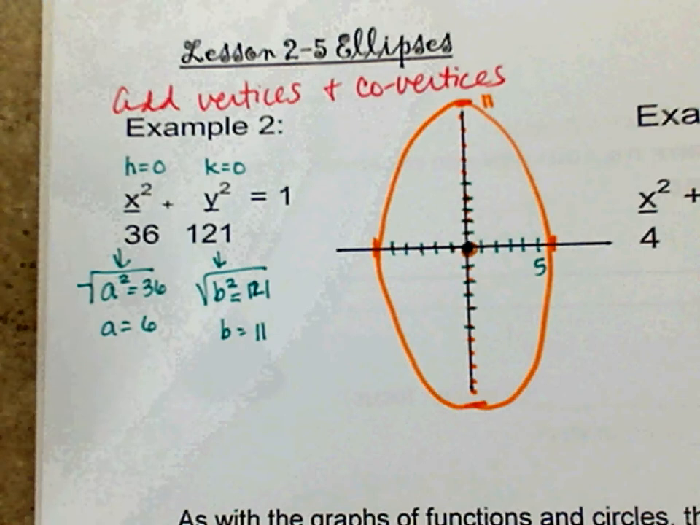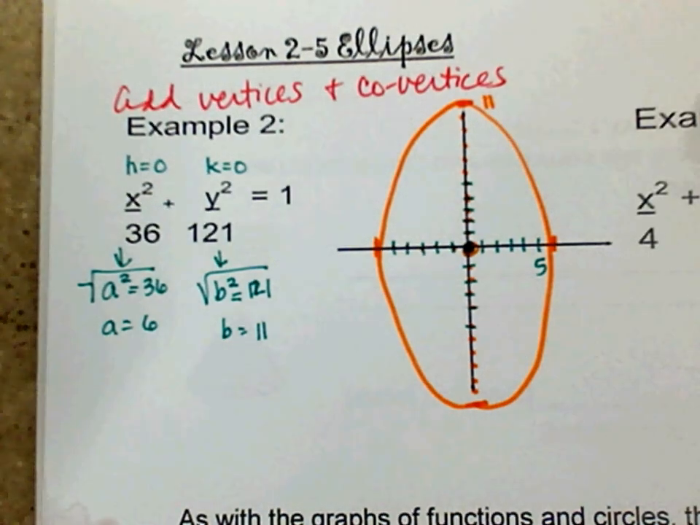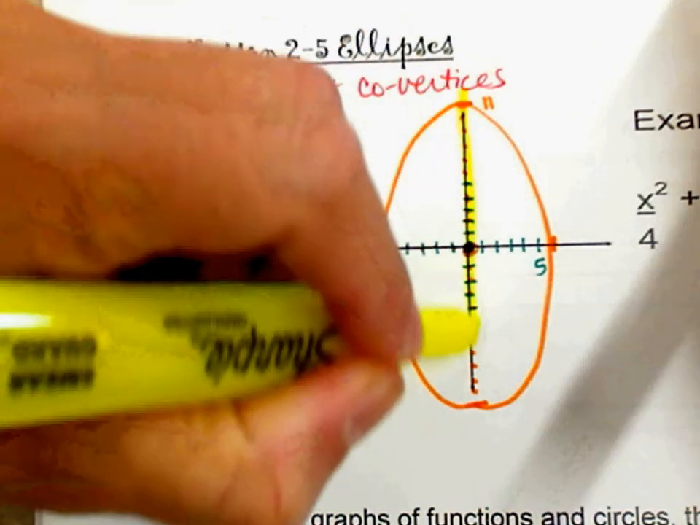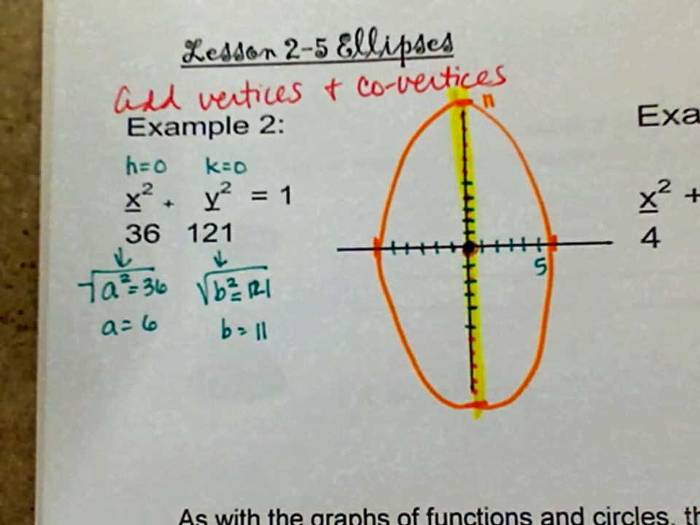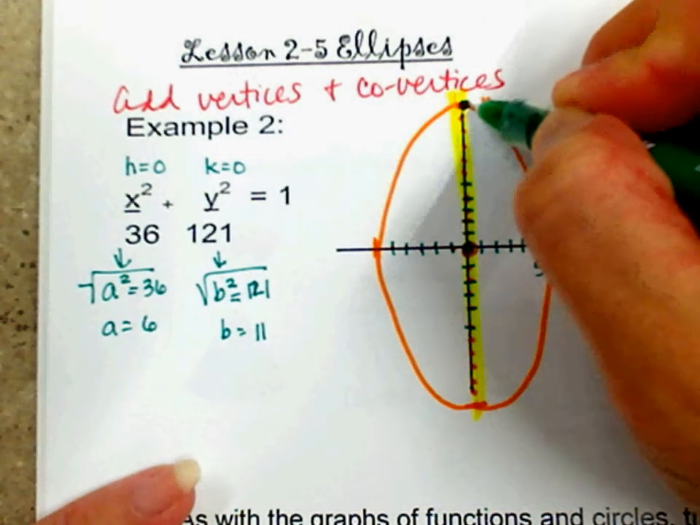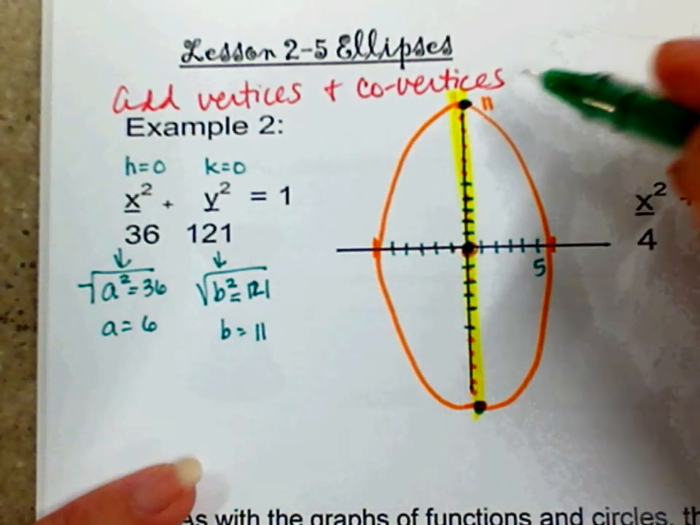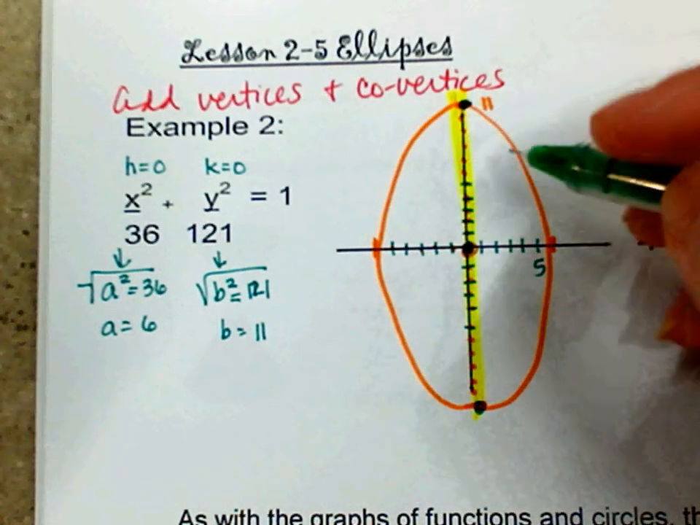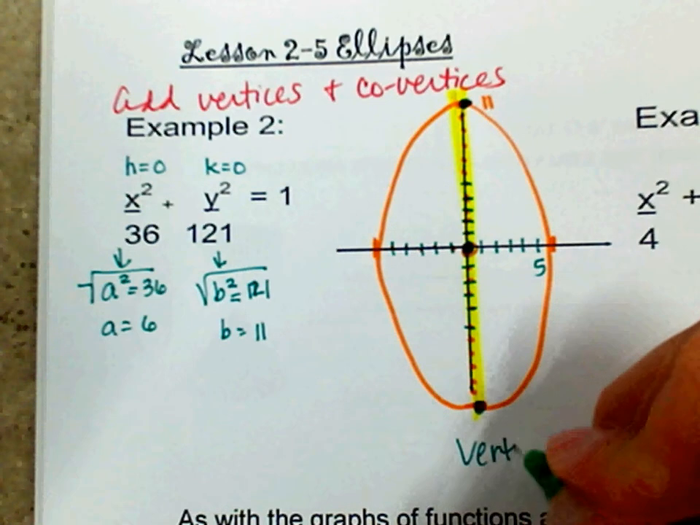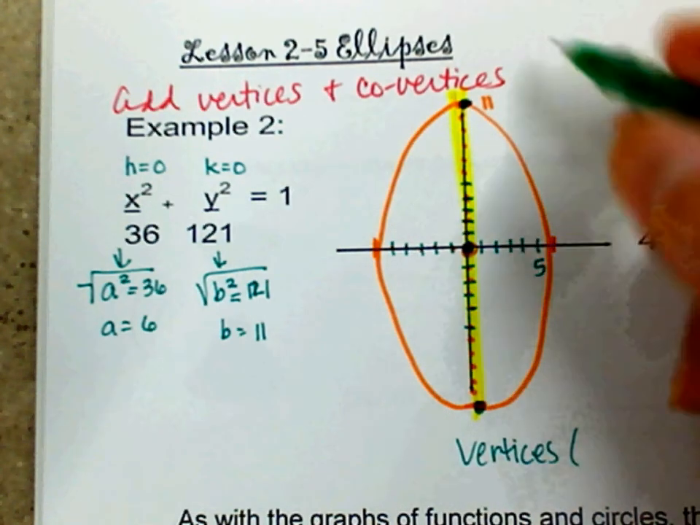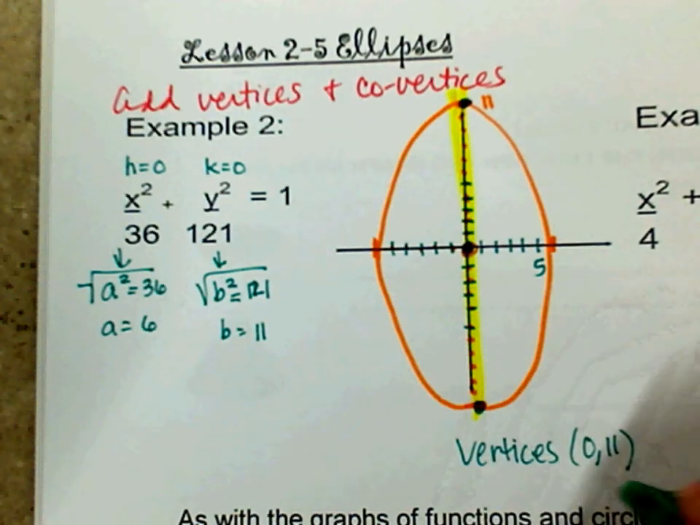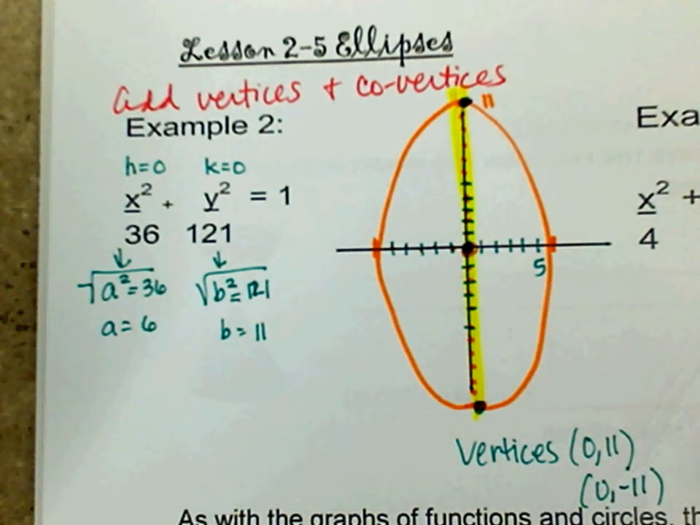Now, I want to talk a little bit about the long axis. Do you see how long this is? This is your length of your axes, okay? This is called a major, but we're going to touch on that later. But your homework asks you for the vertices. The vertices are always on the long axis. So what are your vertices? Basically it's a point. What point is that? That is 0, 11. What point is this? 0, negative 11. Those are called vertices, okay?